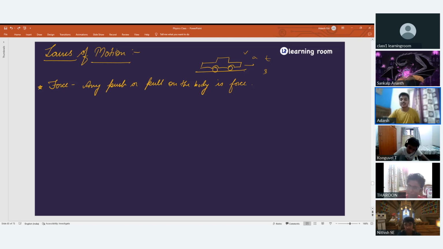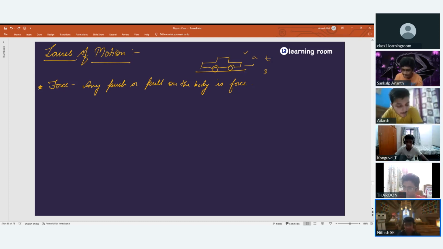Force has several effects. The lesson name is force or motion. No, the lesson name is laws of motion.